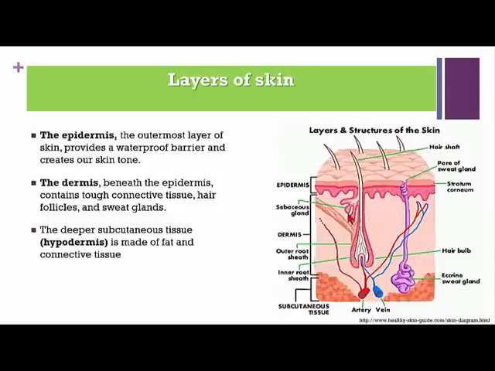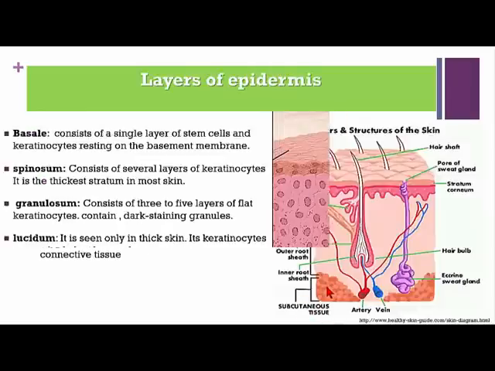This is the deeper subcutaneous tissue, known as the hypodermis. This is made up of fat and connective tissue. This is subcutaneous tissue, made up of fat and connective tissue.